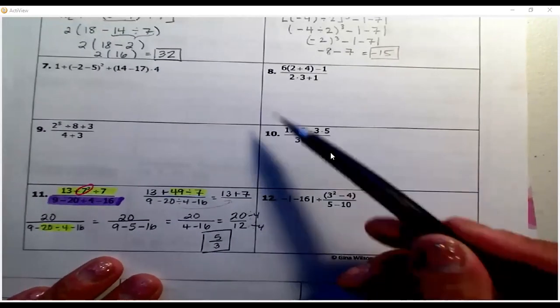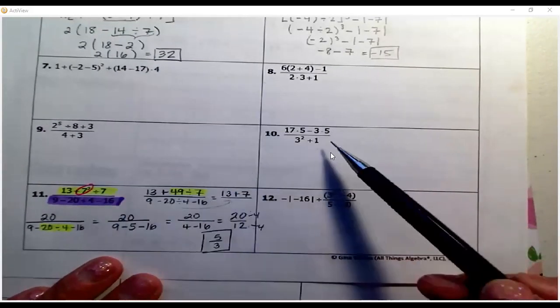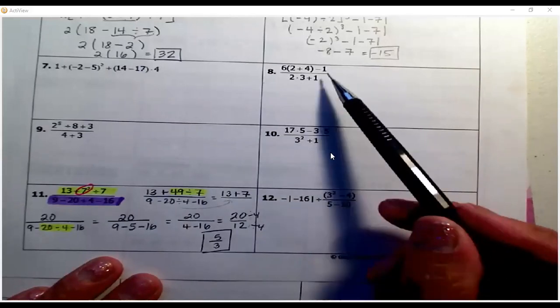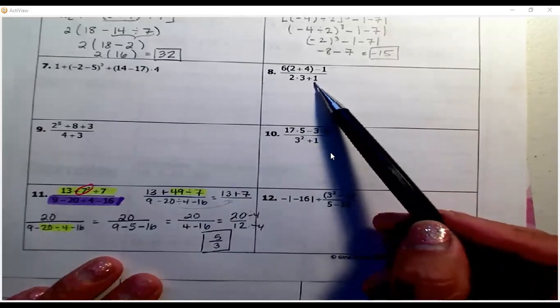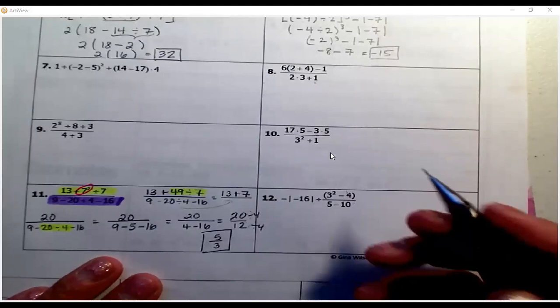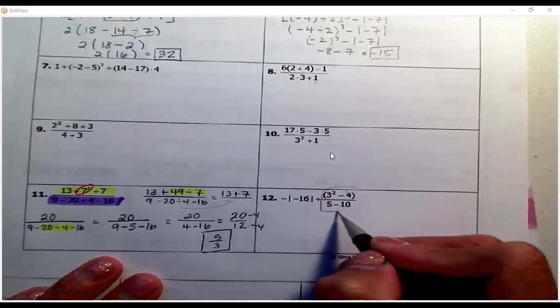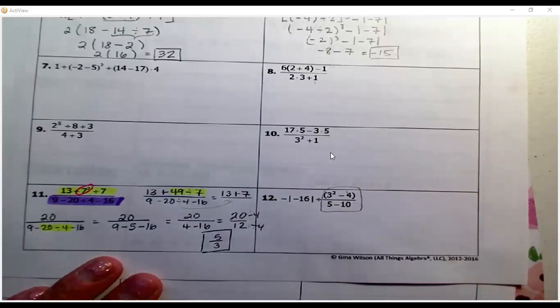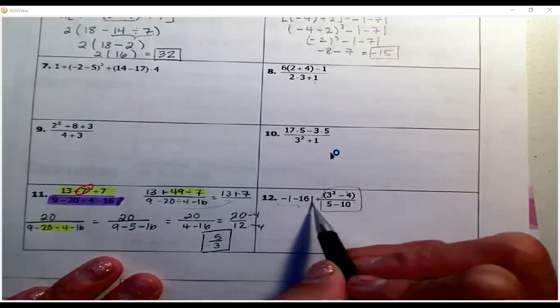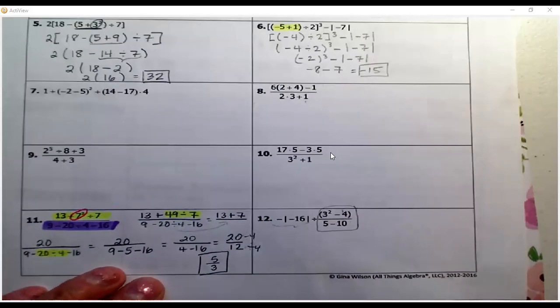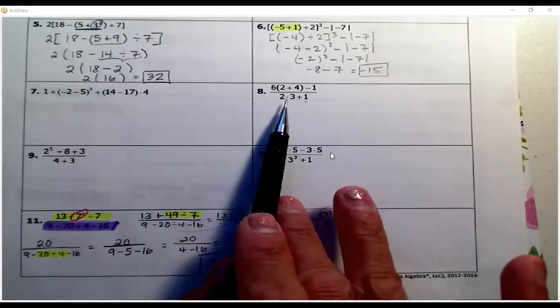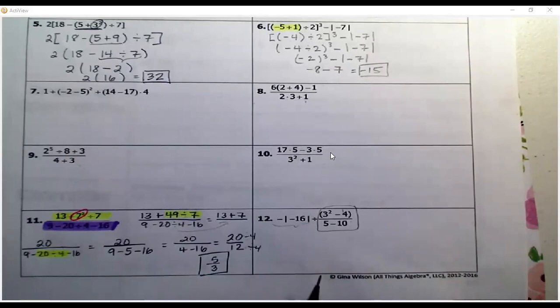So on numbers 8, 9, and 10, you're gonna do your numerator first, simplify that all the way, and then you'll do the operations in your denominator. For number 12, you're gonna take care of this value first. After you take care of that value, then you can do this value here. So do you have any questions on anything? So I'm gonna go ahead and let you finish 7, 8, 9, 10, and 12. And then we're gonna go over this assignment.